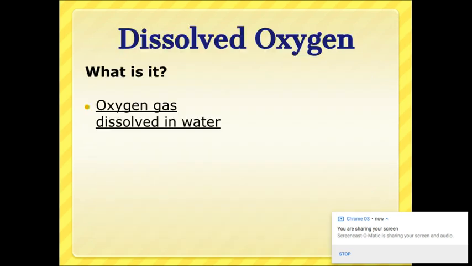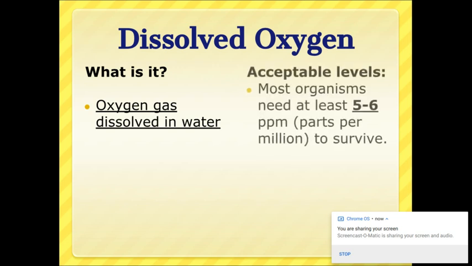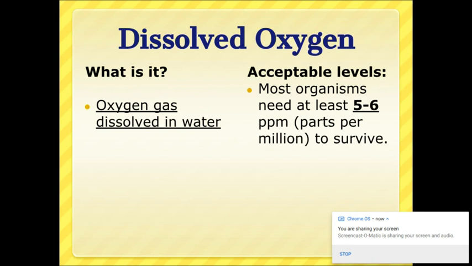Today, we're going to talk about some different indicators that we would look at as we do our water quality testing. The first one we're going to look at is the amount of dissolved oxygen in the water. Dissolved oxygen is just like it sounds. It's oxygen gas dissolved in water. Now, most aquatic organisms need a measurement of at least 5 to 6 ppm, which we call parts per million, to survive.